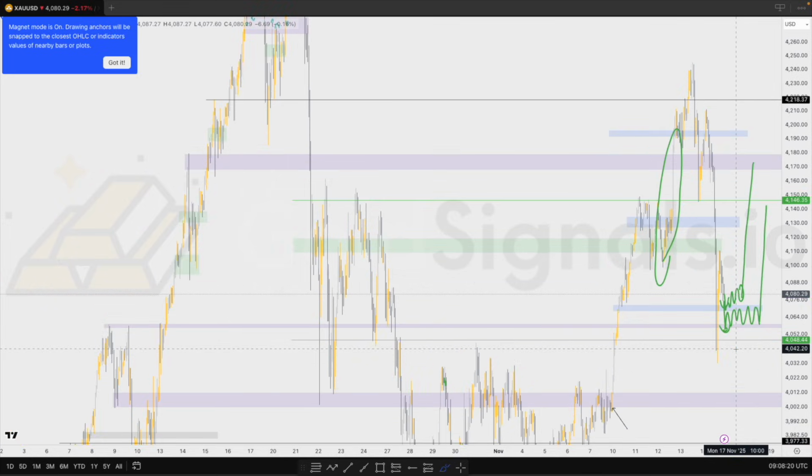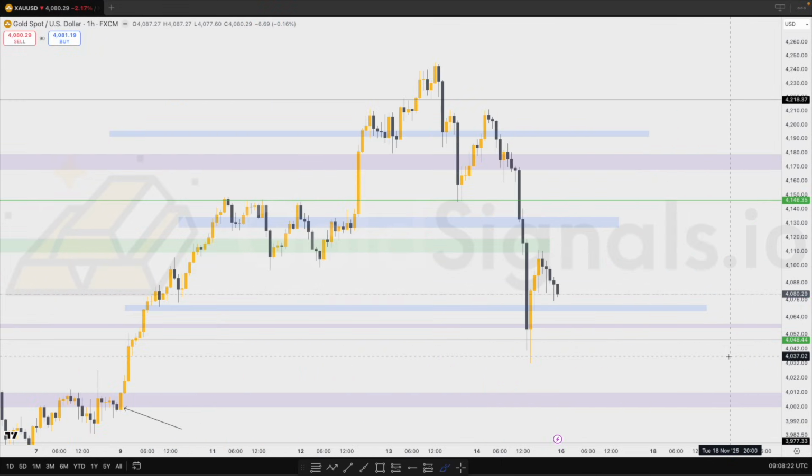So there's a lot of stuff that could take place for gold right now. There's not actually much to go off in terms of overall bias. I think we need to wait for market open and see how the market actually plays out.